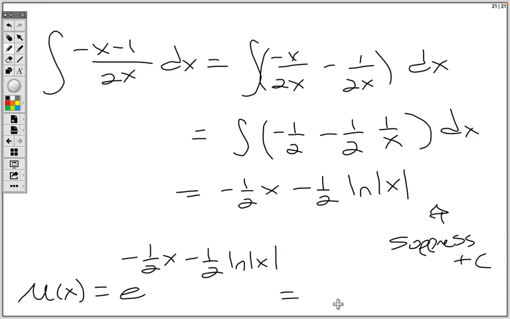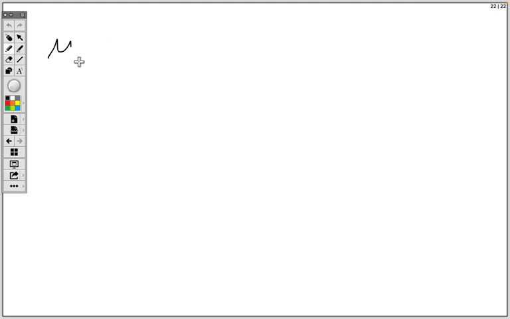So we're going to do a little algebra here. Once again, properties of exponents. I can rewrite this as e to the minus 1/2 x, e to the minus 1/2 natural log absolute value x. Yeah, good. So that's, well, not quite, Zeron. Not quite here. So we'll do this here. We'll go through step by step here.